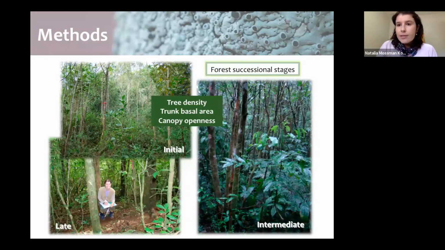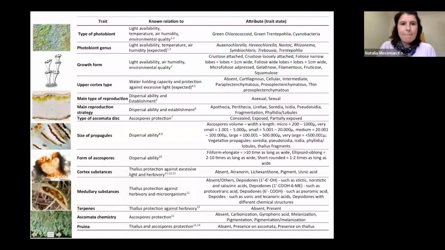So the forest successional stages varied when we looked at tree density, trunk basal area, and canopy openness. And you can see these differences when looking at these pictures. Here is the initial stage, how it looks inside the forest, the intermediate stage, and the late stage. So that's an example of how they looked.